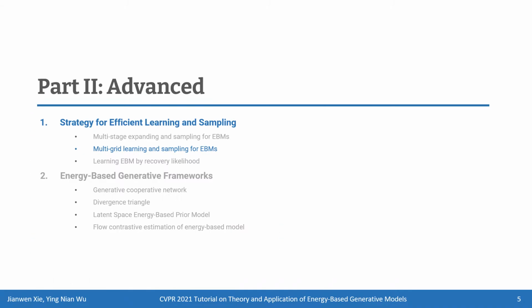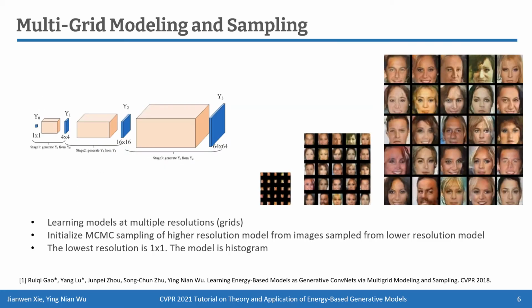Next, we present a related method. This method is a multi-grid modeling and sampling method where we learn multiple models at multiple resolutions or multiple grids. And when we sample a model at a higher resolution, we always initialize the finite-step MCMC sampling from images sampled from the models learned at lower resolutions. And of course, the lowest resolution is 1 by 1, where the model is simply the histogram.